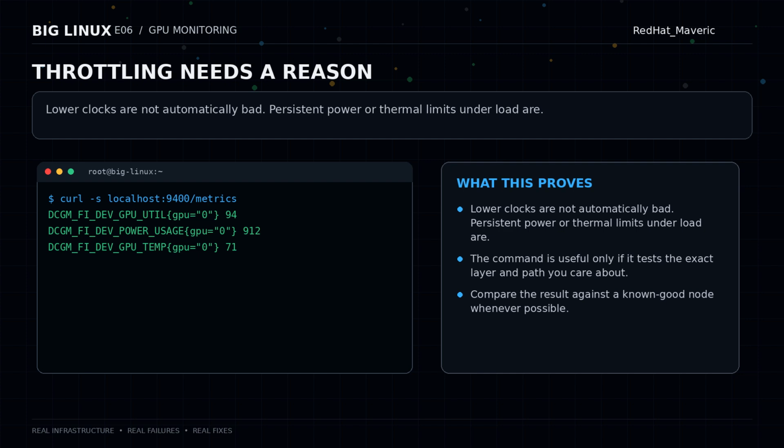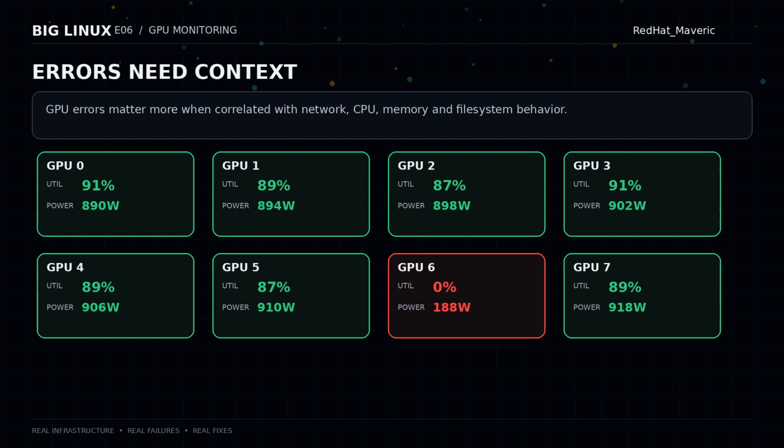Then I want error visibility. XID-related events, ECC errors where applicable, retired pages or row remapping information on hardware that exposes it, PCI Express replay or link problems if I can collect them, and ideally I want those correlated with the network and node metrics, because when a distributed training job slows down, the GPU might only be the victim. The actual cause might be a network rail, storage, CPU pressure, or a process stuck somewhere else.